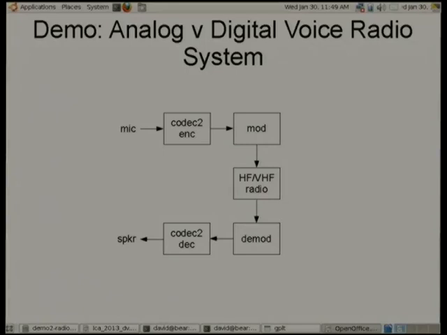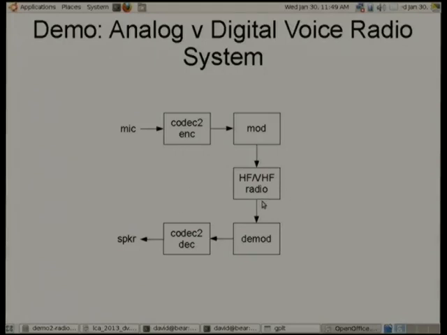So what we're going to do here is the whole system. We'll start with some input speech, and we'll pass it through the codec, and then through the modulator, and I'll play to you what the samples sound like from the modulator, the modem tones. Then it passes through a HF VHF radio. In this case, it's a simulation where I've added some noise and a frequency shift to simulate what happens when we go through a radio channel. Then we'll demodulate the signal and listen to the output.